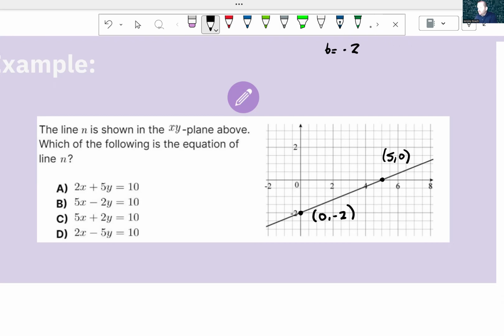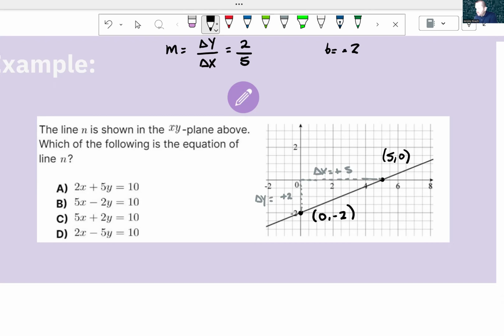So there's 5, 0. Now I'm just going to use the gray to trace it. So we're going to go up 2, plus 2. That's on the y, so our change in y equals +2. And then we're going to go over 5, so our change in x is equal to +5. Now our slope is equal to change in y over change in x. So that's 2 over 5. That's what our slope is.